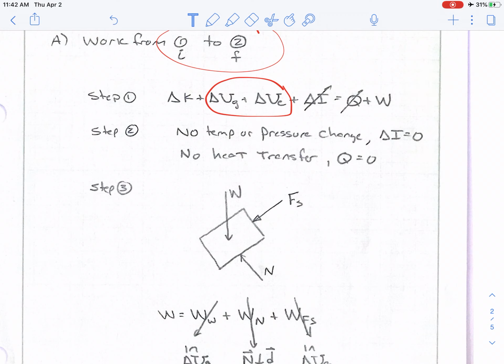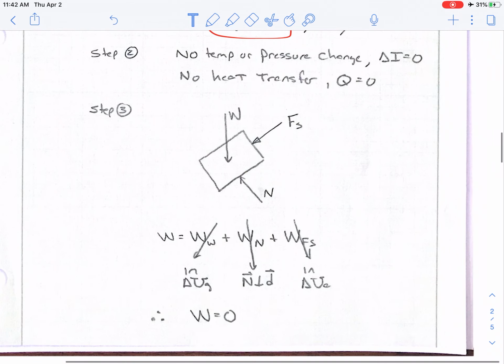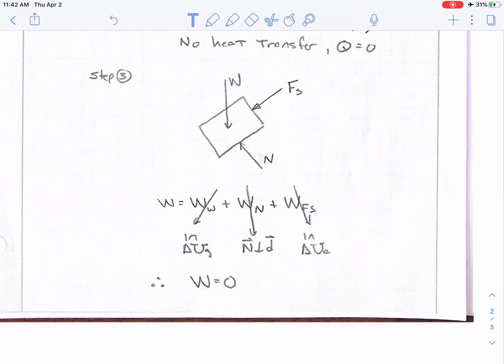And there's also no heat transfer. It's not added, not taken out of the system. So Q is 0 for that reason. So that's the first simplification. Next step, step 3, is drawing a free body diagram as we gave it to you earlier.